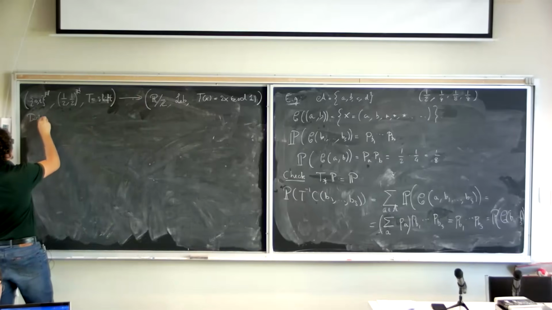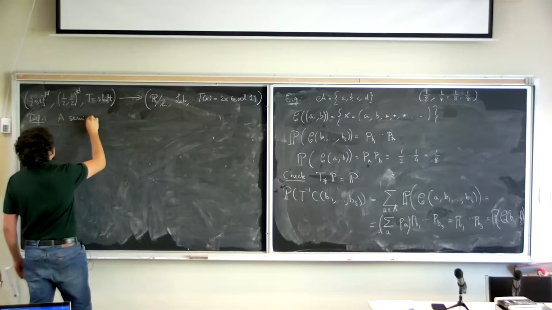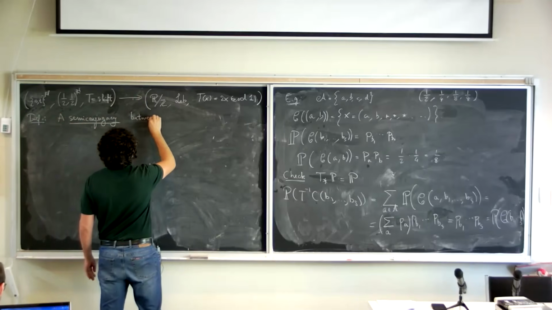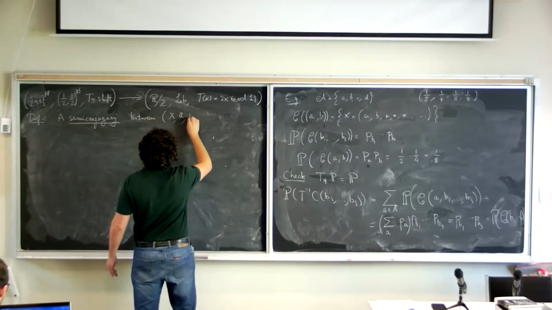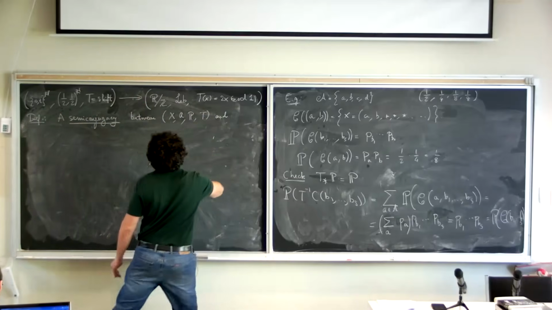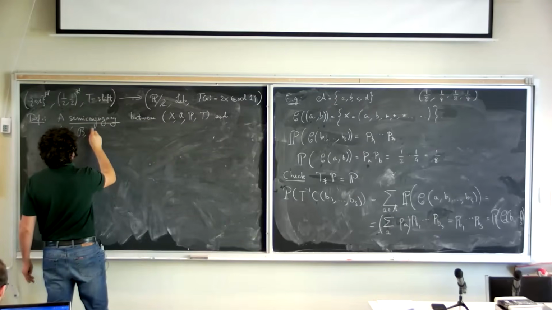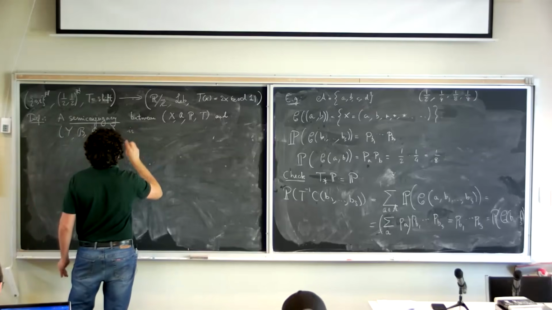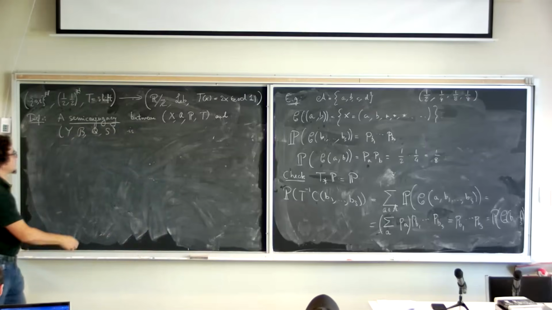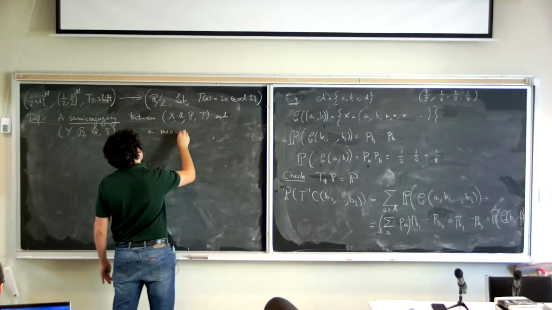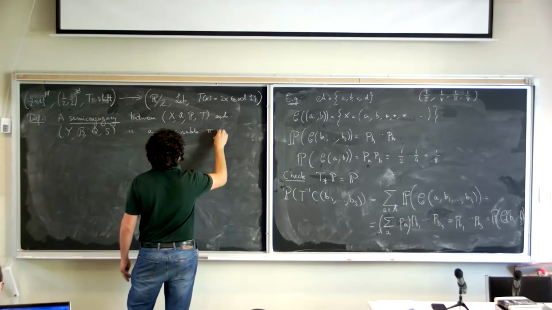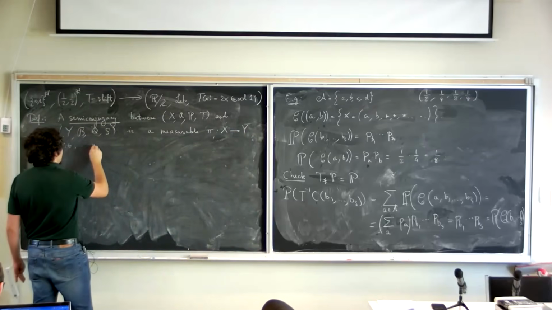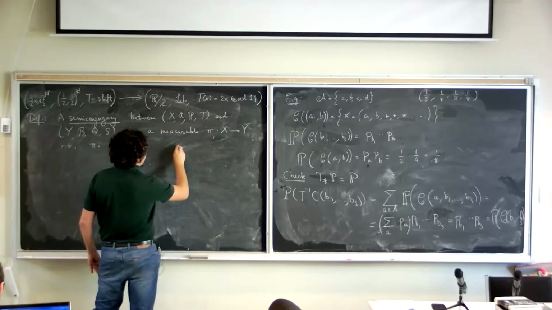Definition: a semi-conjugacy between two systems, X, A, P, E, and another system, Y, B, Q, S, is a measurable map pi from X to Y, such that it commutes with the dynamics.